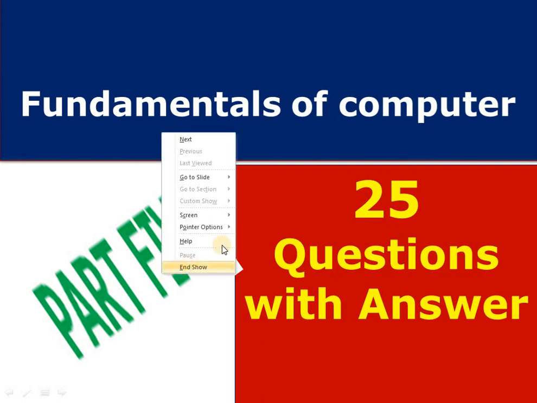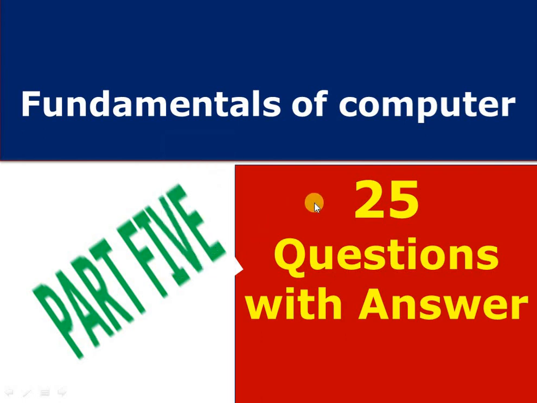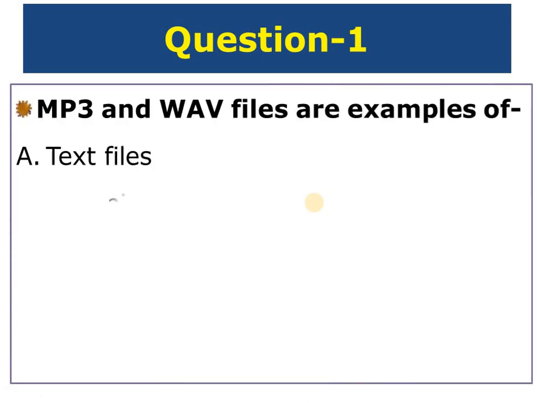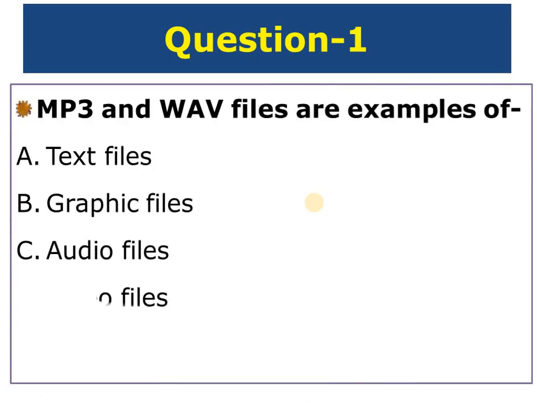The first question is, here is the first question. Question number 1. MP3 and WAV files are examples of A. Text files, B. Graphic files, C. Audio files, D. Video files. The answer is C. These are audio files. MP3 and WAV files are audio files.